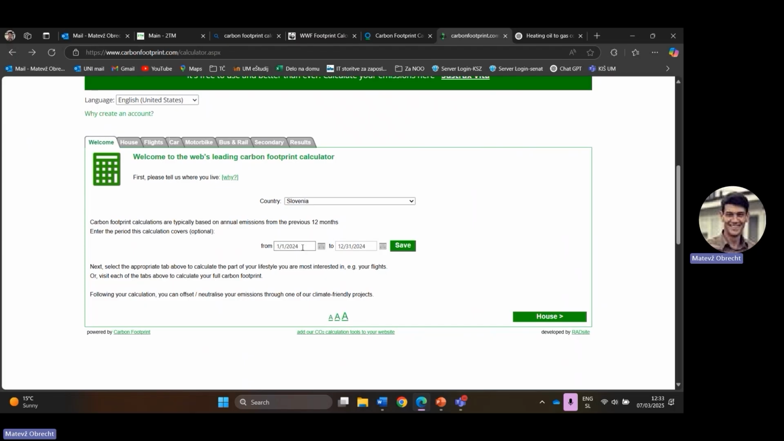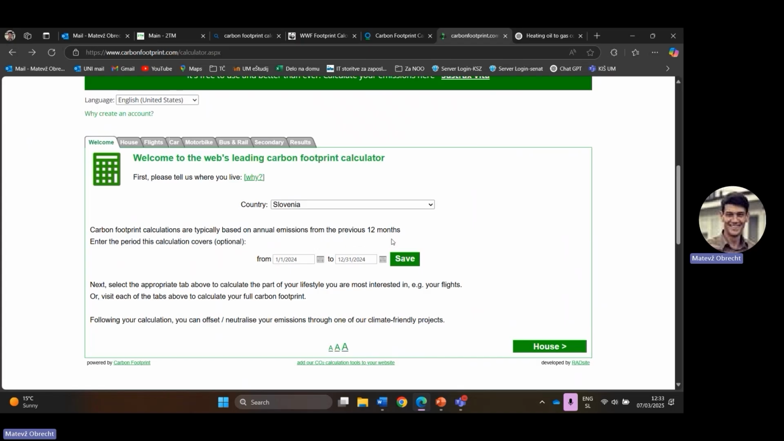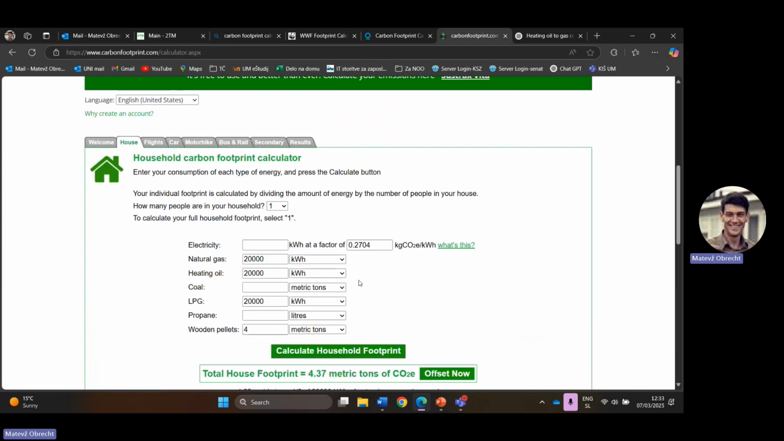Then you write down the period of time you want to make the calculation for. So mine is, for example, for 12 months. So let's say for 2024. And then we can continue and go on to the house. So here I put in the numbers. For example, it depends how much electricity you spend. You can use your electricity bill, just use that number. It is the same in companies. If you want to do the carbon footprint calculation, just use the numbers available.